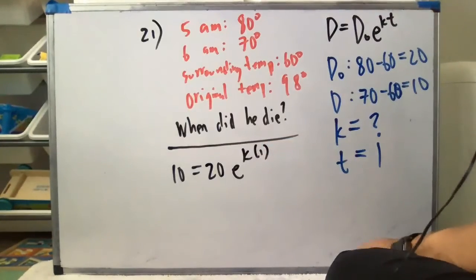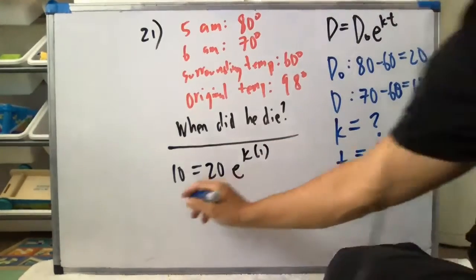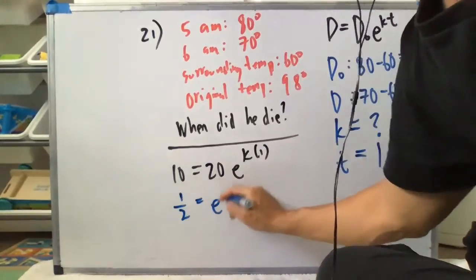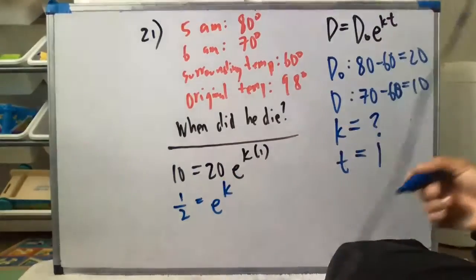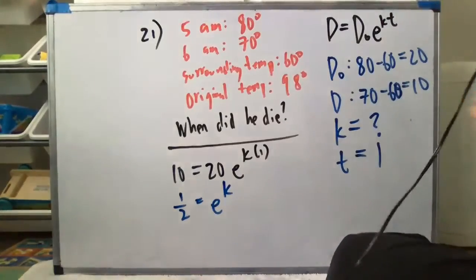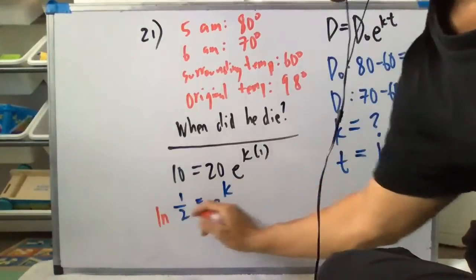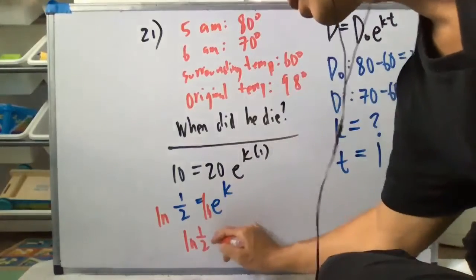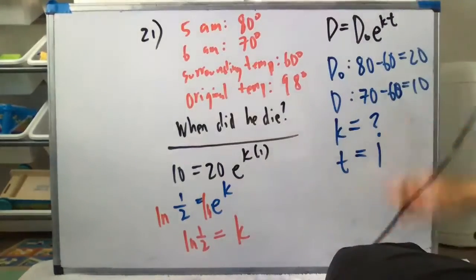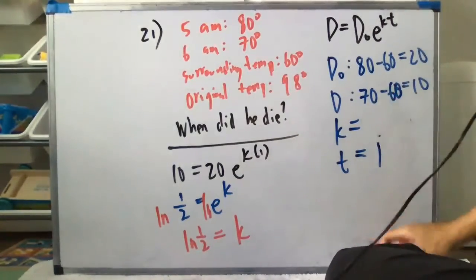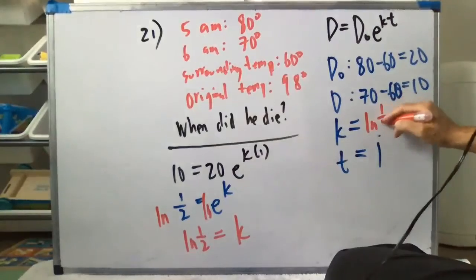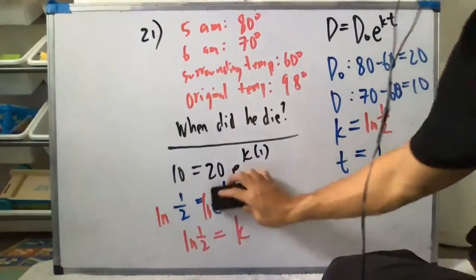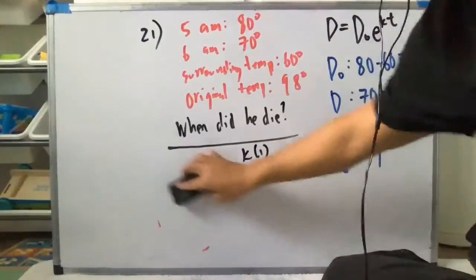To solve it, first I divide both sides by 20. I get 10 over 20, which is a half. It's equal to e to the k times 1, which is just k. And now to get rid of that e, I can just take ln of both sides. So I have ln of a half is equal to k. So k is equal to ln of a half. All right, that's a nice, concise number.